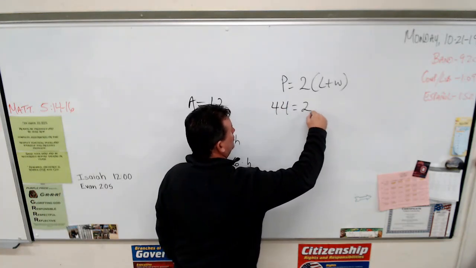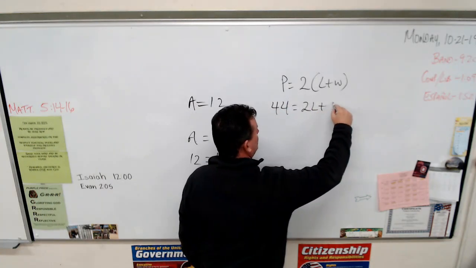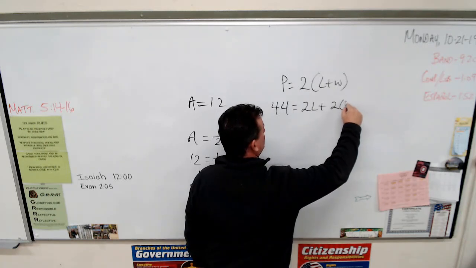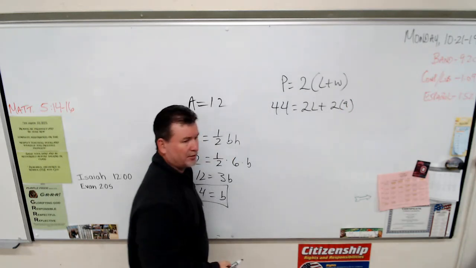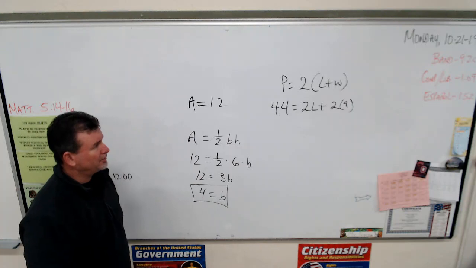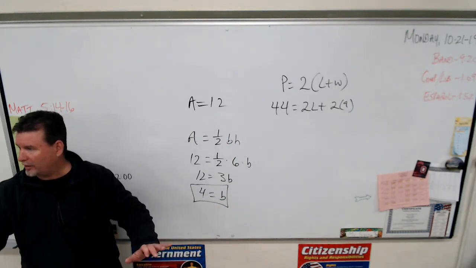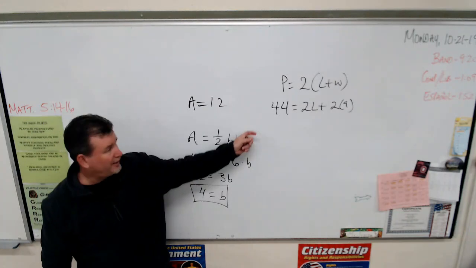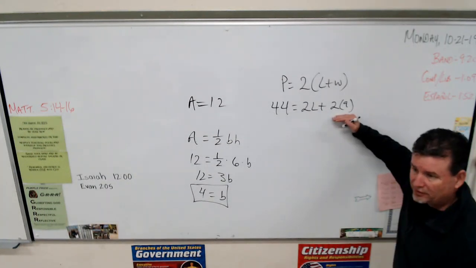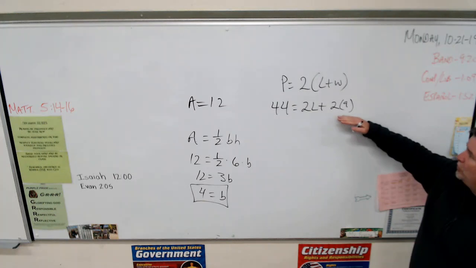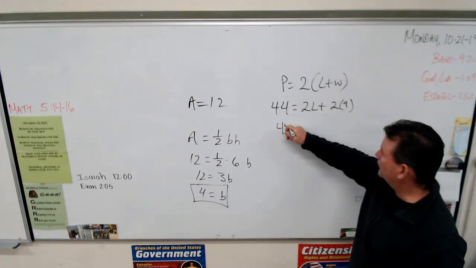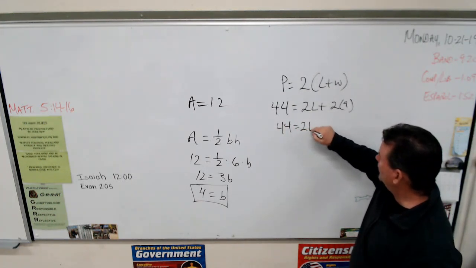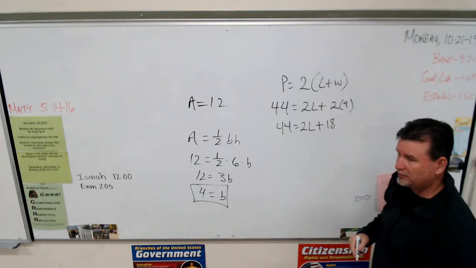44 equals 2 times L plus 2 times, what was it, 9? Yeah. Pay attention here. I'm just taking the formula and plugging in the numbers they gave me. They gave me the perimeter of 44. They gave me the width was 9. So 2 lengths plus 2 widths. 44 then equals 2L plus 18.